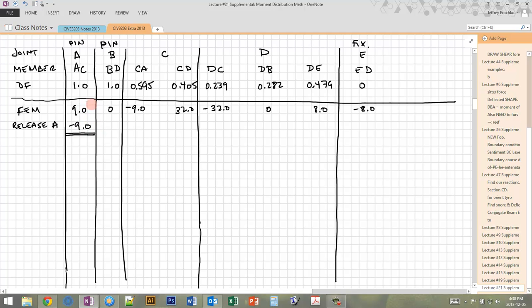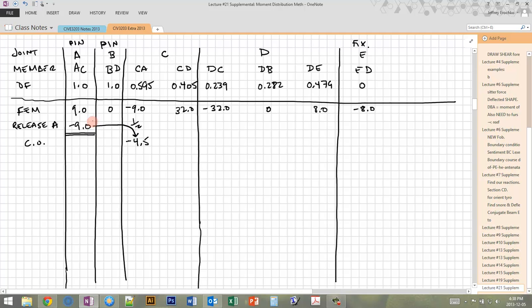So we've put it into equilibrium, but we can't forget to do our carryover. So we're carrying from the pin into the other end of the member. So how do we find the other end? Well, if we have them just lined up like this, it might not be easy to see, but we know that AC and CA are two ends of the same member. So we're going to carry over, this is CO for carryover, half of that moment to the other end. So this is going to be negative 4.5. So we keep the same sign, we carry over half. Whenever we're carrying over, we're always carrying over half.